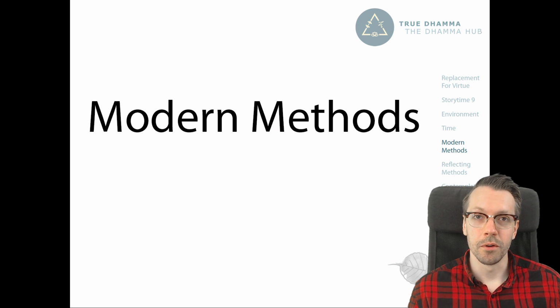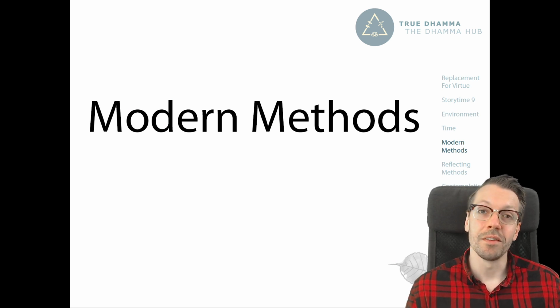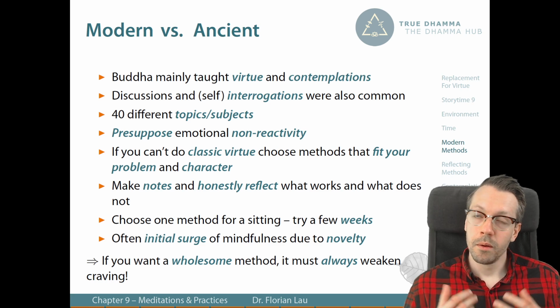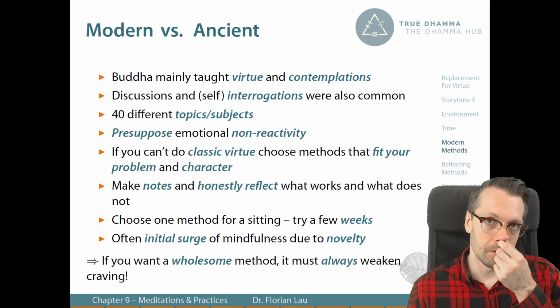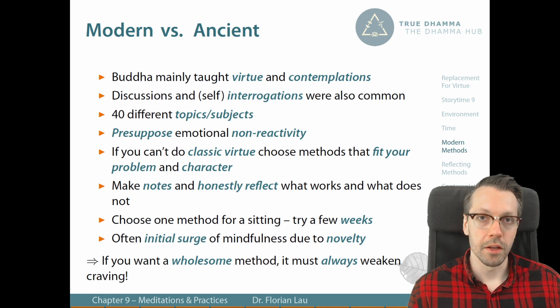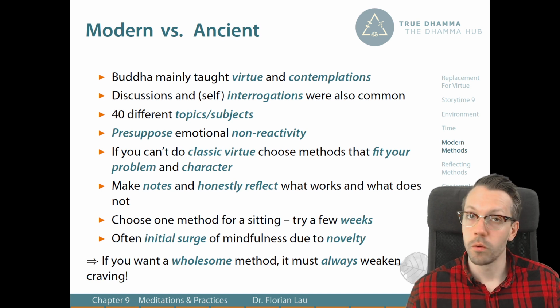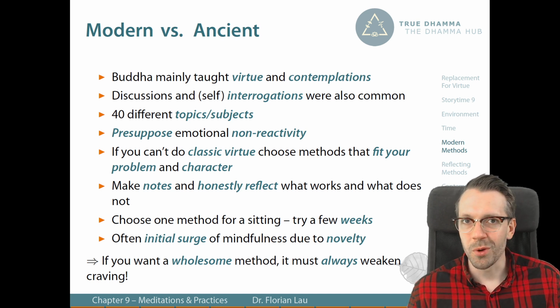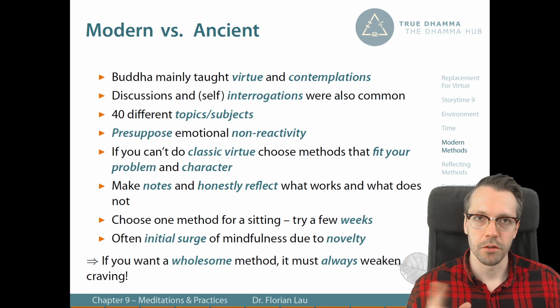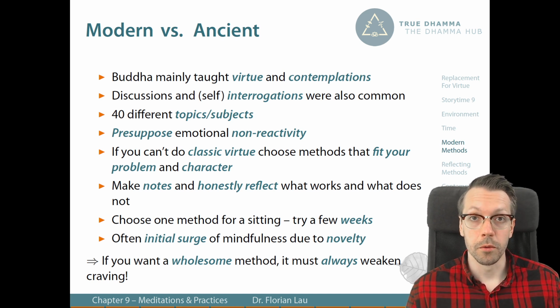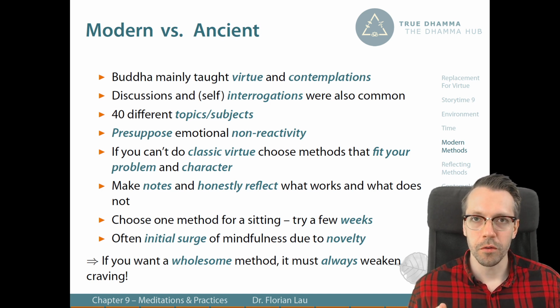Okay, but now we come to an overview and dive into a lot of modern methods. And the modern methods are a bit different than the ancient methods. The Buddha, again, mainly taught virtue, and contemplations and discussions and self-interrogations were also common. Overall, he advised his followers to contemplate around 40 different topics or subjects. And they all presuppose emotional non-reactivity, and in many cases, they also presuppose the right view. So if you do not have the right view, most of those methods are completely off the charts for you. You cannot profit from them because you cannot perform them, because they are based on the right view.